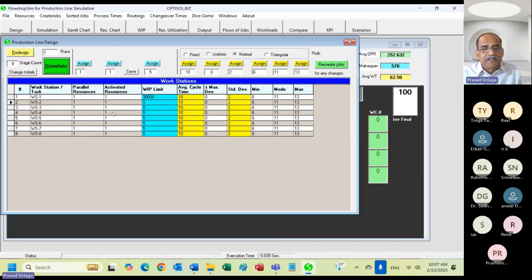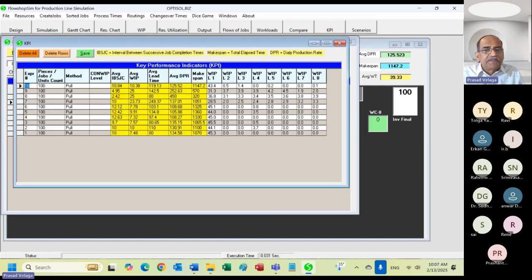I created 100 jobs now for this scenario. I'm going to simulate now. So see what happens. Because of the variation, the only thing is instead of a fixed cycle time, we are assuming a normal distribution. Because of that, the system is producing one piece for every 10.84 minutes instead of 10. And the makespan now is 1147 instead of 1070. And let me show the flow.